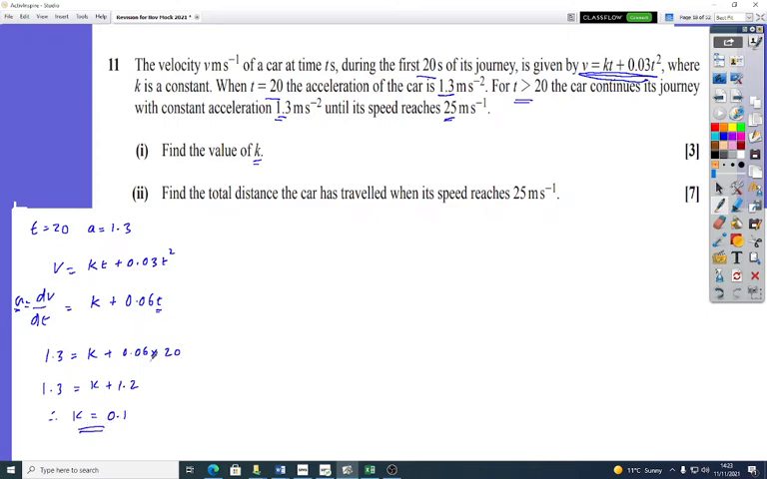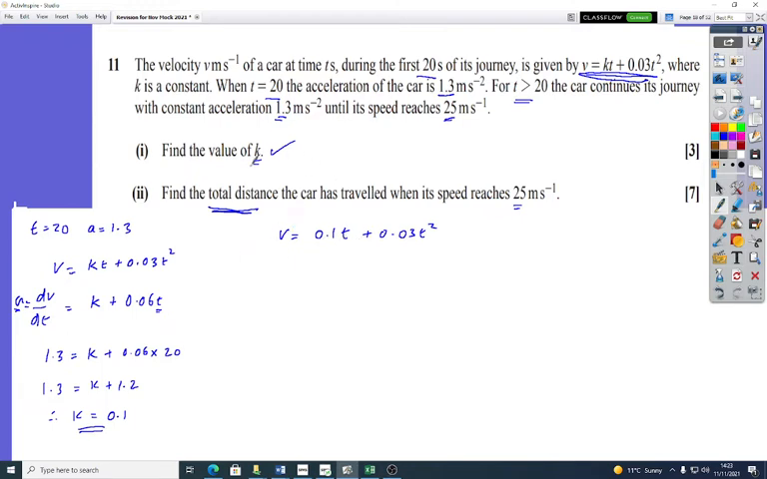So now I know what k is, and I'm done with that. Now it goes here, find the total distance traveled when the speed reaches 25. Because I know what k is, I know that v is equal to 0.1 t plus 0.03 t squared. Now, that is the velocity.